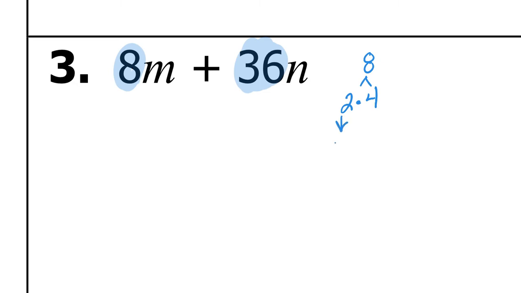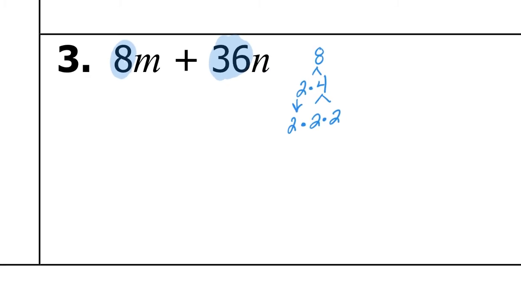I can't do anything with the 2. It's kind of done. But I can break down the 4. And the 4 is 2 times 2. So making sure I bring each factor down with every level that I do this. And the reason I do this is because you don't want to have to backtrack. You don't want to lose it. 36 can be broken down into 4 times 9. 4 can be broken down into 2 times 2, and 9 can be broken down into 3 times 3.